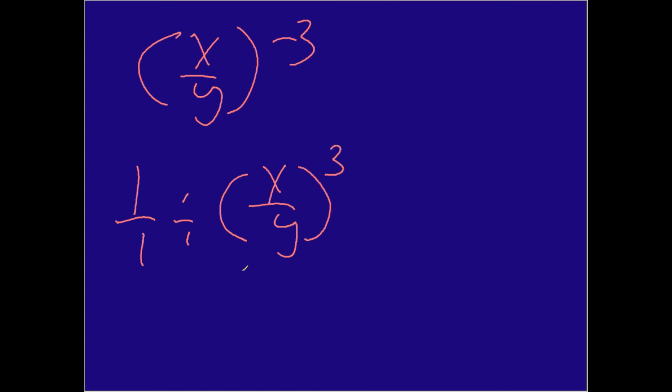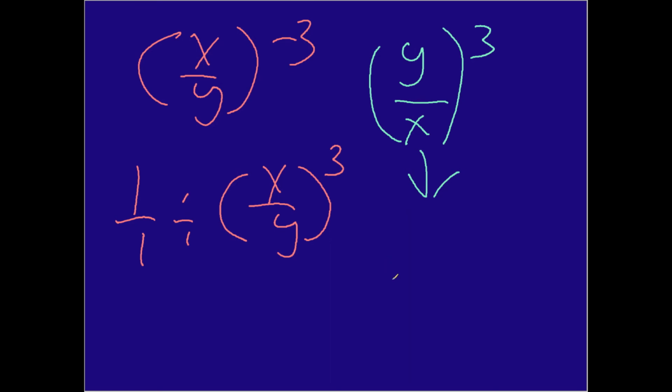And of course, now you have to flip it. So you basically end up with y over x to the third, like so. That's what you end up having there. If you really want to simplify this even further, you could write y over x to the third power. Again, notice how all we did was flip. This is basically our answer right here.